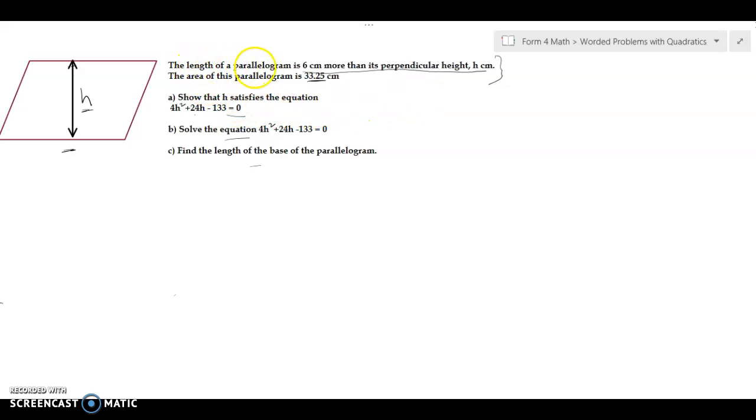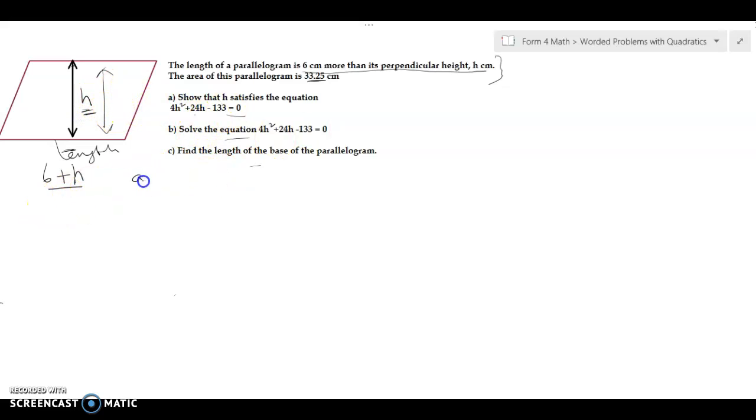This first piece says the length is 6 centimeters more than its perpendicular height. Now, this is the height here, and the length is here. And the length is unknown. But all we know is that it is 6 more than the height. So if the height is h, then this has to be 6 plus h, right? So once we have labeled this length and the height, now we could start to figure out the area.